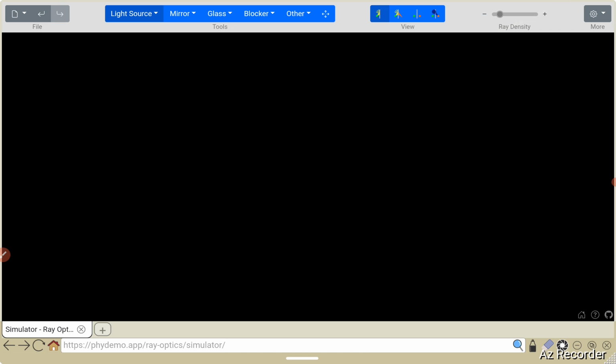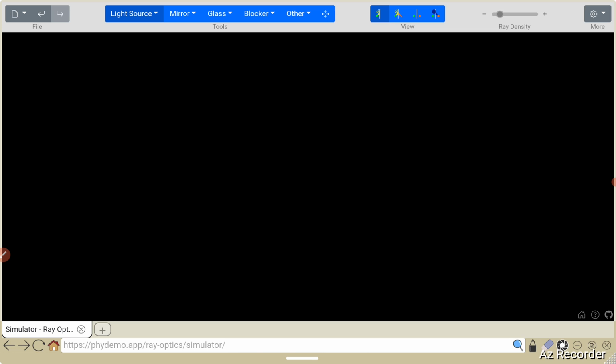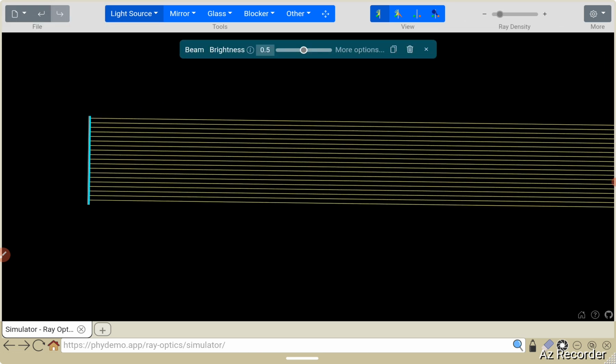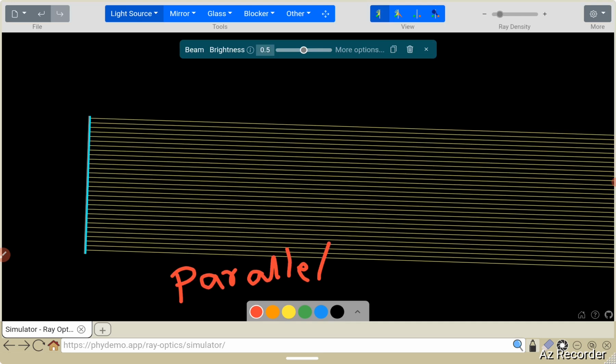Understood? Now we will see light ray. Light ray is the single ray and it is straight line. Understood? Next, beam of light. Here beam of light. Observe here, many light rays are joined and they are parallel to each other. So this, what do we call? Parallel beam. I hope you understood.